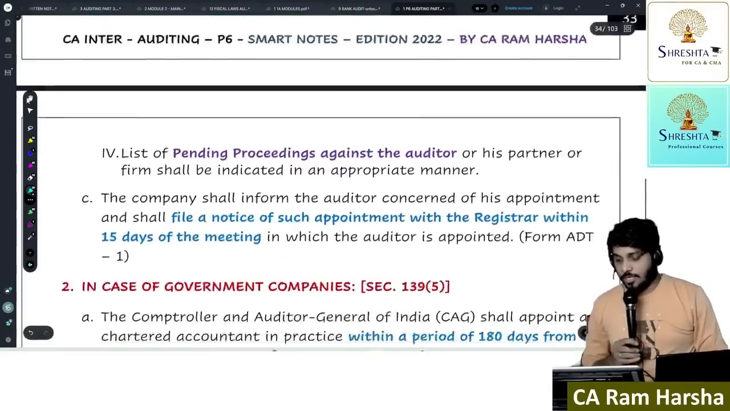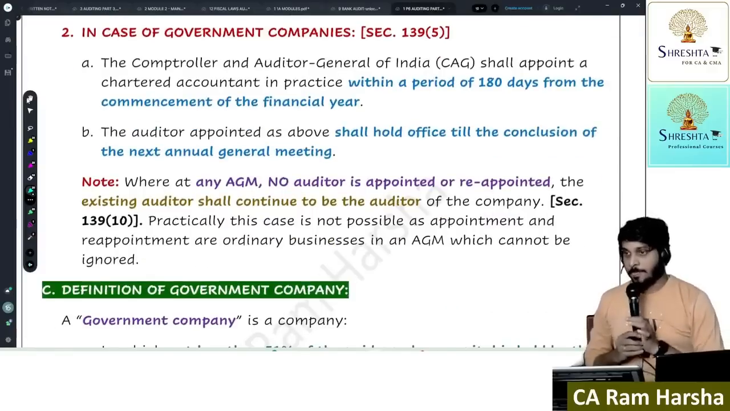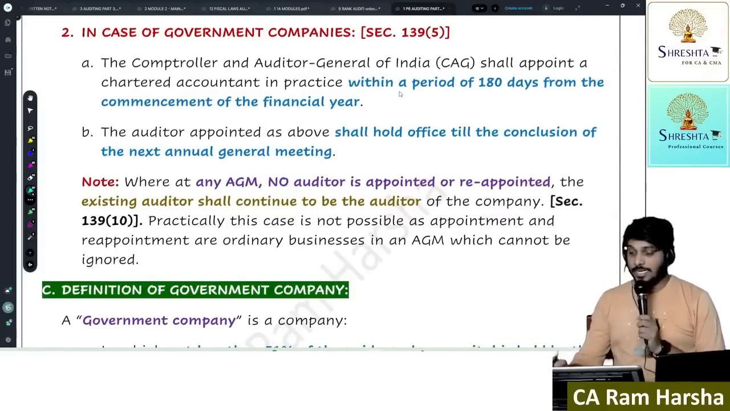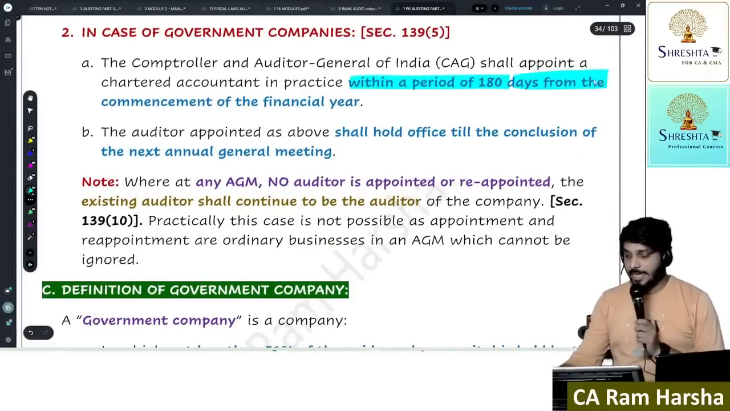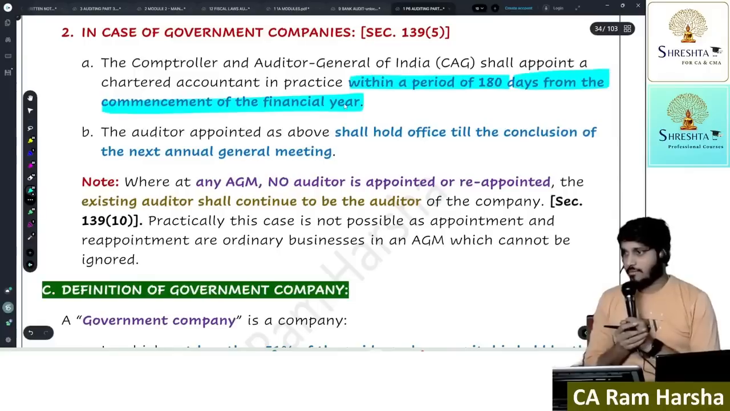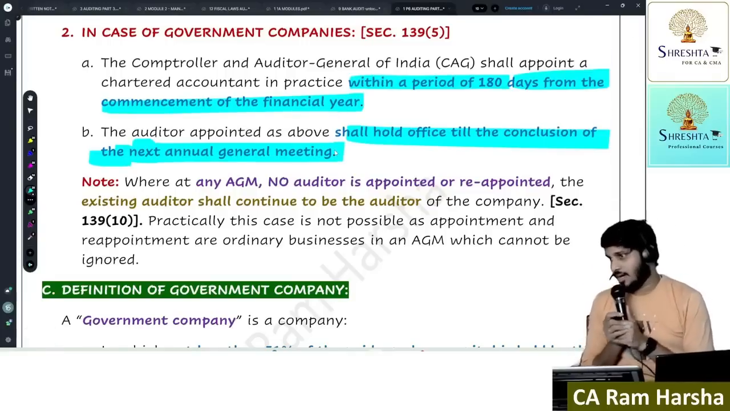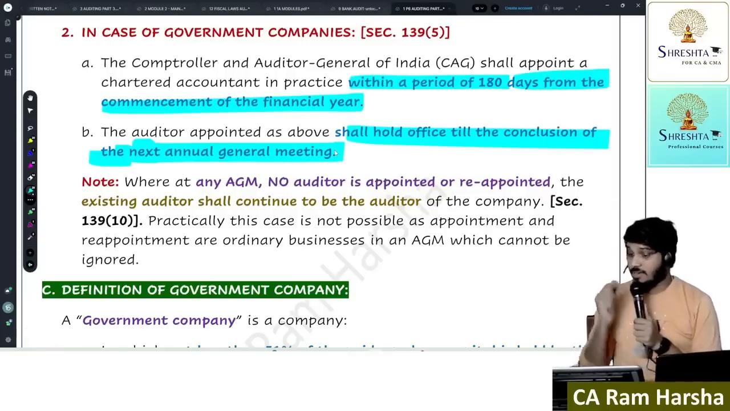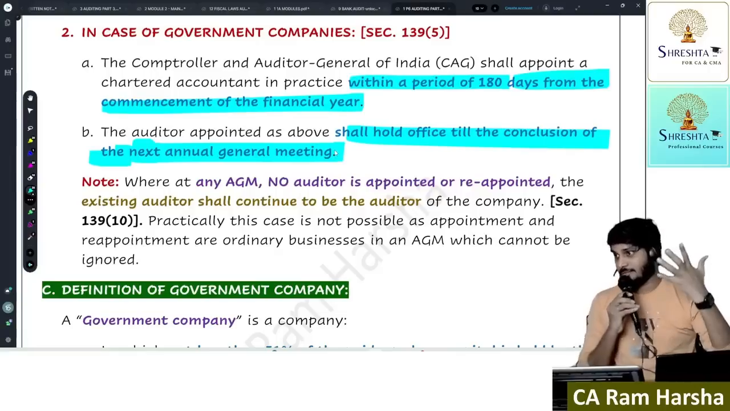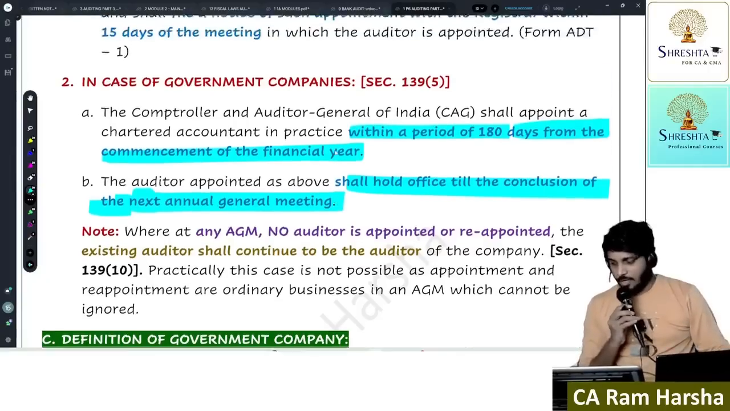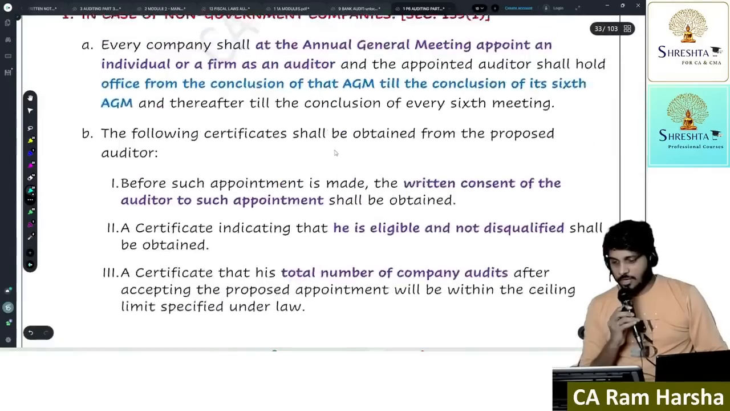Now, what about the subsequent auditor of a government company? Appointment of subsequent auditor for a government company: the C&AG only shall appoint within 180 days from the date of commencement of the financial year, and his appointment is valid till the conclusion of the next AGM. Conclusion of the next AGM. Are you getting it? For a non-government company, we will check with the dates. Now, what is the appointment procedure for a non-government company?